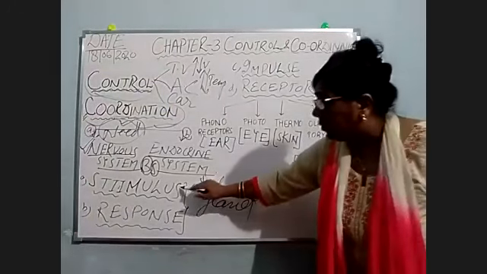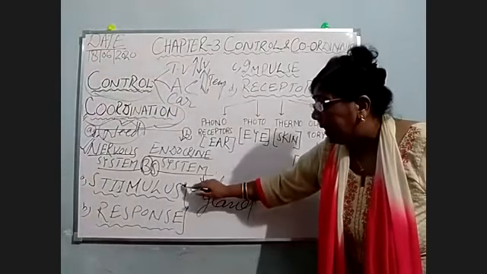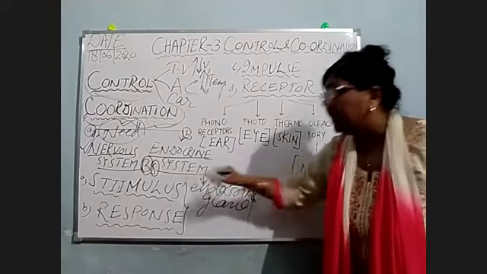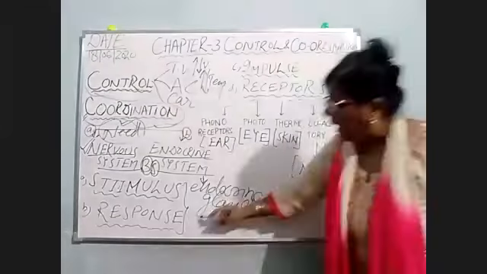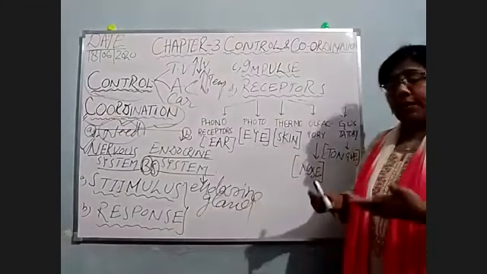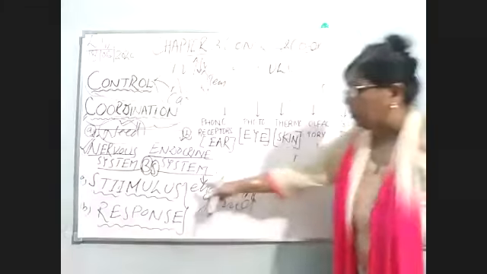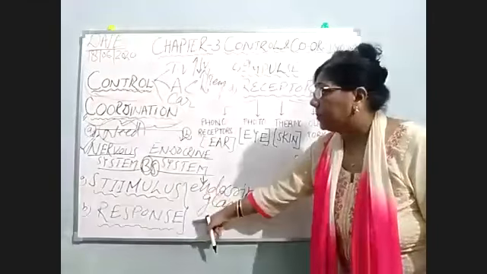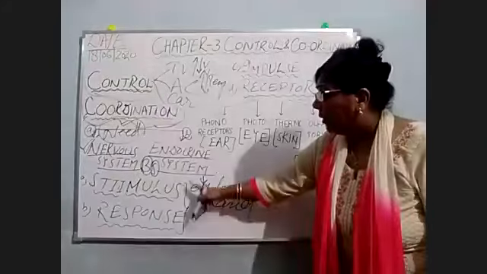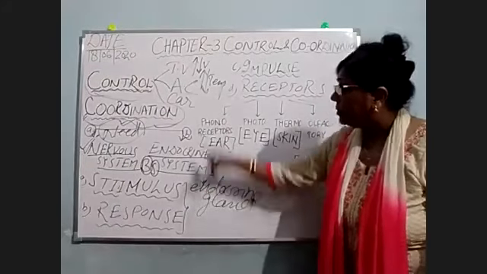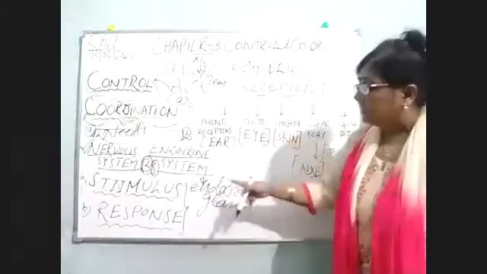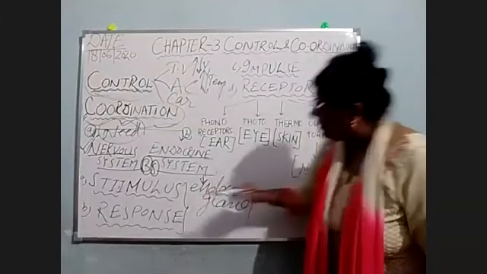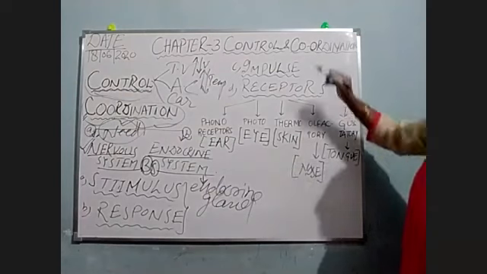So these are the two terms. Stimulus: any external or internal change in the environment which compels you to react. And what is response? How your body is going to react towards that stimulus. That is called response. So control and coordination is going to establish the perfect synchronization between the stimulus and response. Next topic is impulse.